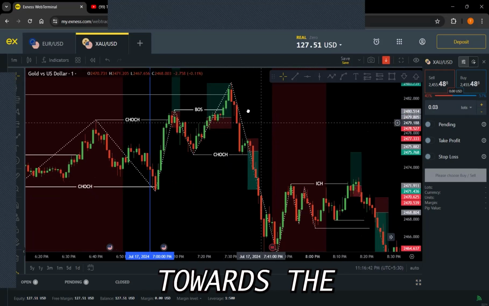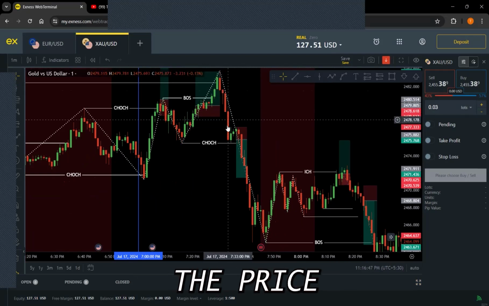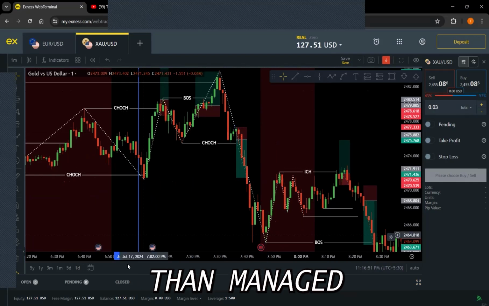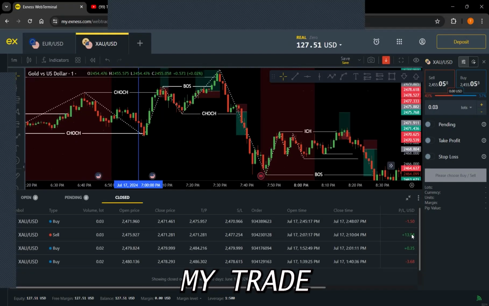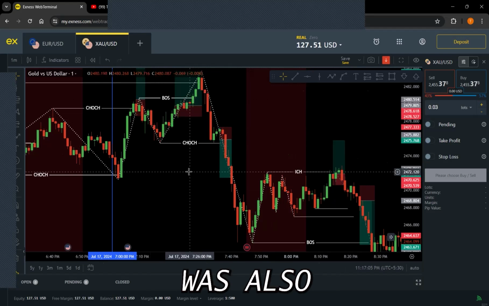The price started going towards the downside, and based on this liquidity hunt we took another trade in the market. Once the price gave us another major support and then started moving towards the downside, in this trade I took more than 1:3, I believe, because I closed my trade around 13.94. My original stop loss was $4 and my target was $12. However, I took around $13.94 in this. Basically, in these three trades, all of my brokerage was also taken care of.